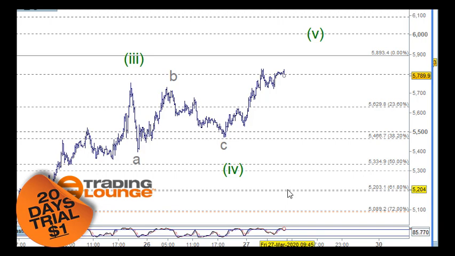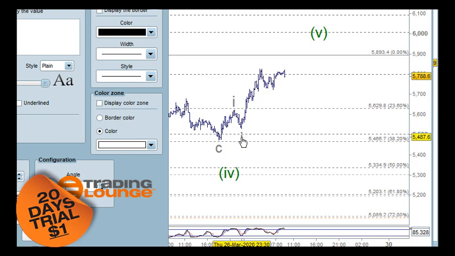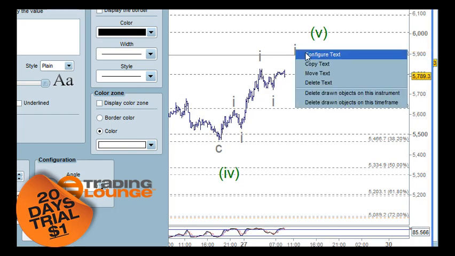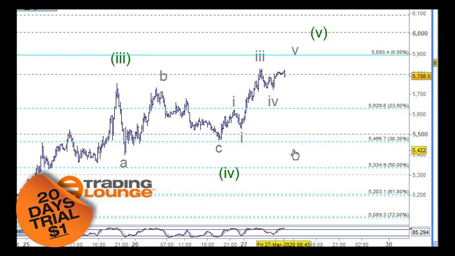And then now we're looking for the move up here. So it looks like we're just about there really. So let's just count this here. We've got wave 1 here, wave 2 here, wave 3 here, wave 4 here, and wave 5 here. So I'll just fill those dots in here. So I think that we're kind of at the top here, you know.